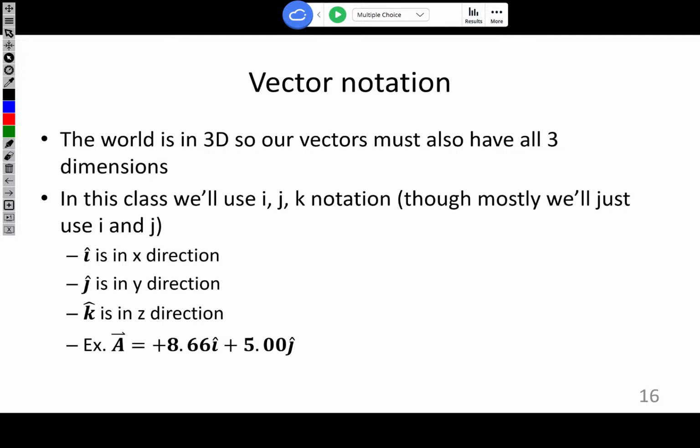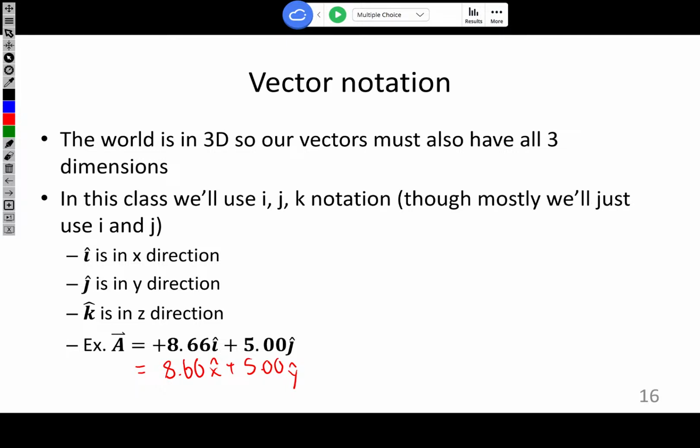So this one down here says the vector A points 8.66 in the X direction. So 8.66, this X just says in the X direction. Plus 5.00 in the Y direction. These are called unit vectors, these little triangles. They just say which way it points. It points 8.66 in the X, and it points 5 in the Y.